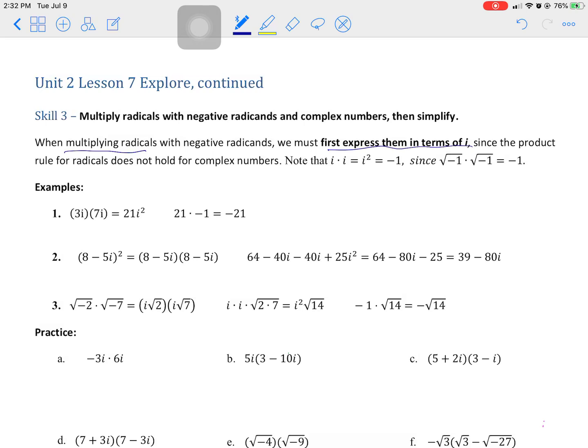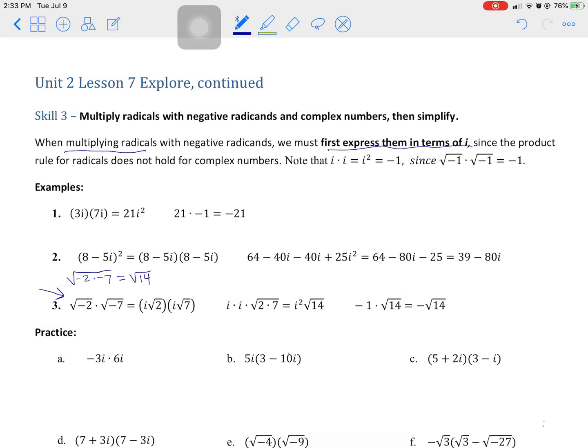That last sentence is kind of talking about these right here. The product rule says that because they're the same index, you should be able to put them under the same radical sign, multiply them, and get that. That is not the answer.